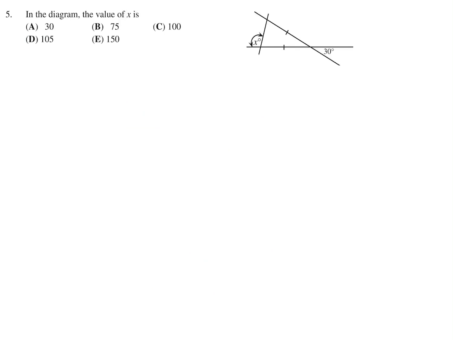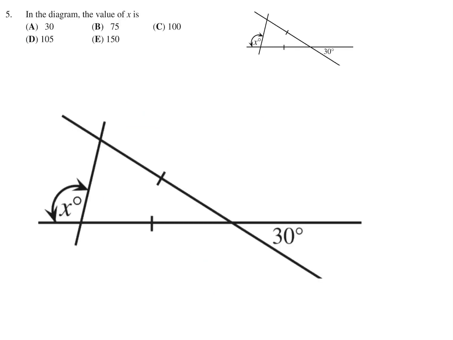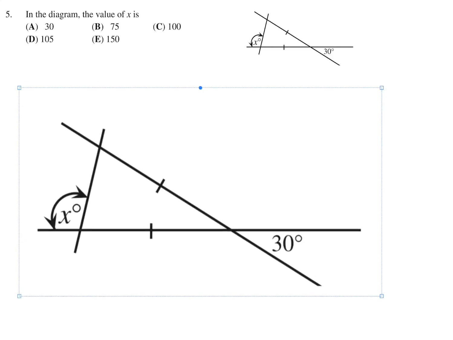In the diagram, the value of x is. So these are opposite angles, correct? The one opposite the 30 right here. So that's 30. And then these symbols basically mean that those two sides are the same. So this is an isosceles triangle, this one. And in an isosceles triangle, these two angles are the same. All right, so I'll give them values of z and z.